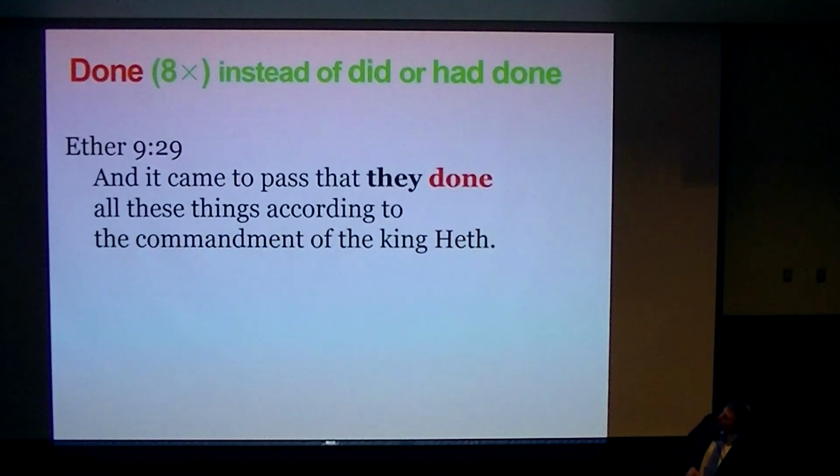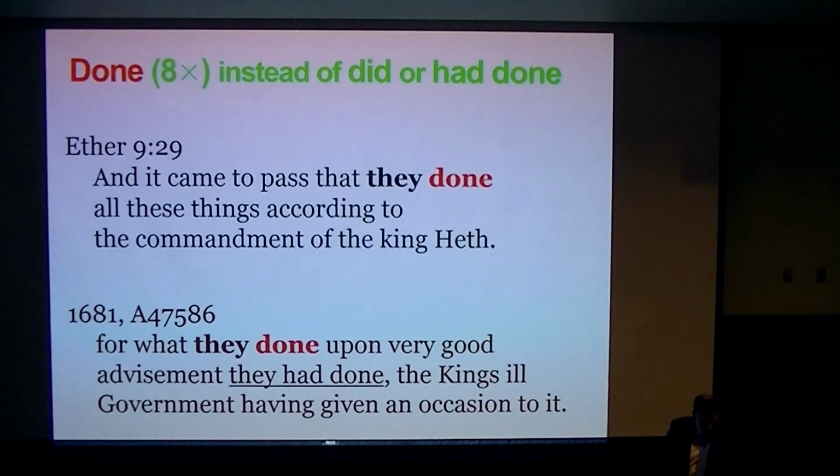the noun, their contentions. Here we have some ugly language: "And it came to pass that they done all these things according to the command of the king." "Done" is used 8 times instead of "did" or "had done" in the earliest text, but we can see it's just not a 19th century usage. It goes way back: "for what they'd done upon very good advisement they had done." You see how it's paired with the pluperfect there.